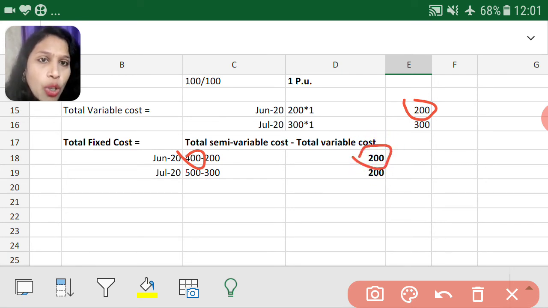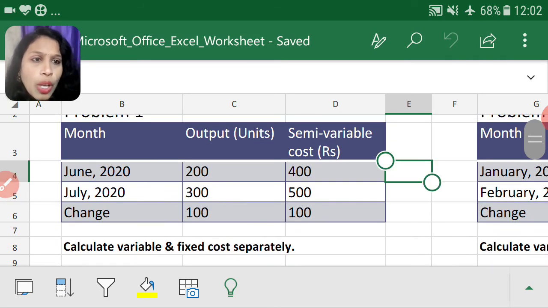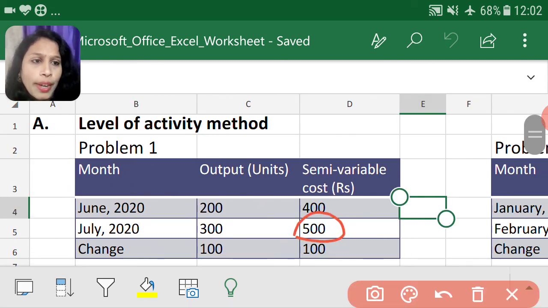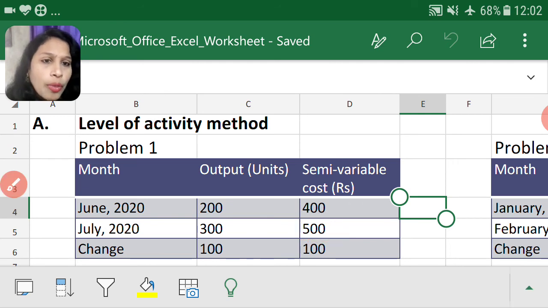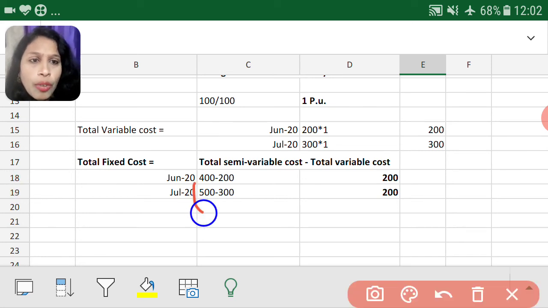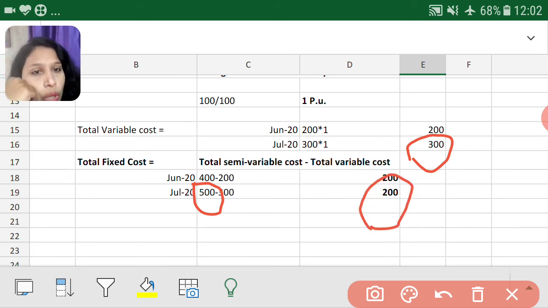It's our fixed cost. Then second, for the month of July 2020, the semi-variable cost is 500. Then the total variable cost is 300. Then 500 minus 300 is equal to 200. So it's our total fixed cost.